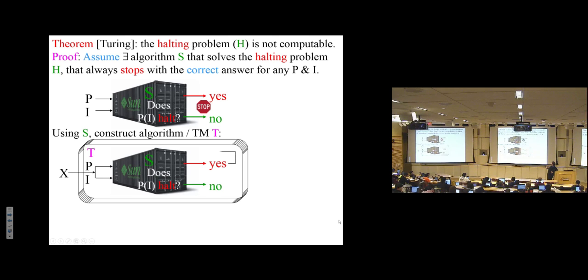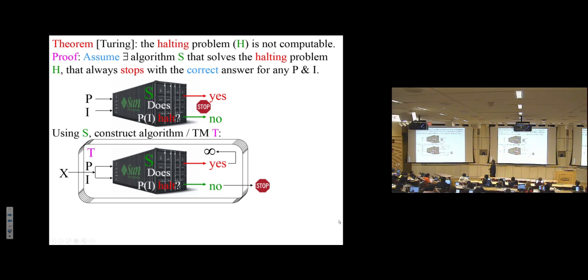And if S says yes, T will deliberately go into an infinite loop. Don't worry about why we're doing this deliberately. In a minute, it'll be obvious. So if T watches that S goes and says yes and stops, T deliberately goes into the infinite loop on purpose. On the other hand, if S says no and stops, then T just says, I'm done, and stops itself as well. And that's easy to do.